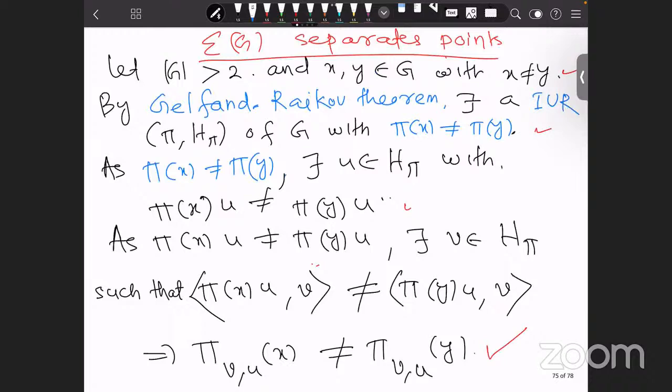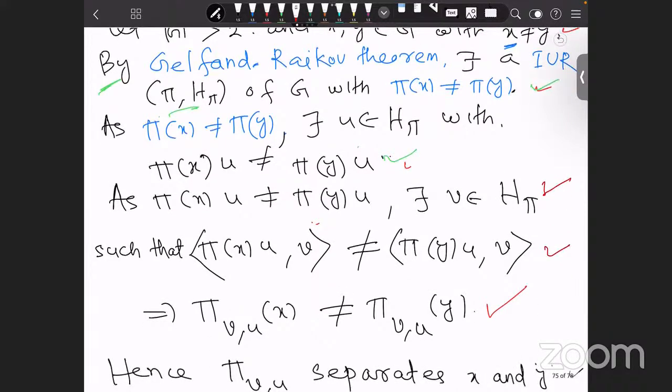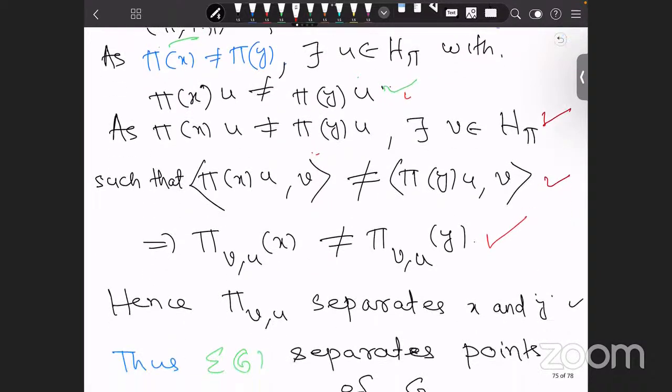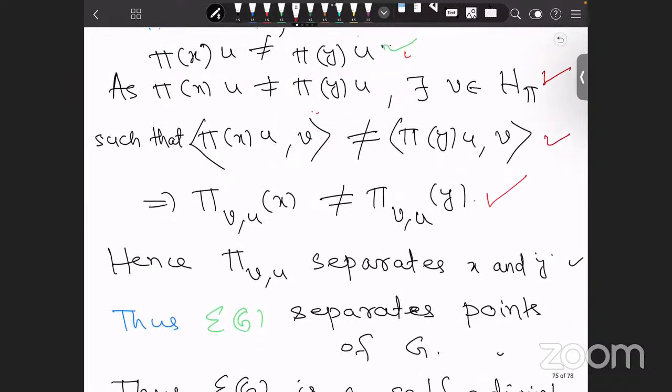Now we want to prove that E(G) separates points. That means there exists a matrix coefficient which separates points. Let the cardinality of G be greater than 2 and x, y belong to G with x not equal to y. By the Gelfand–Raikov theorem, there is an irreducible unitary representation (π, H_π) of G with π(x) not equal to π(y). So there exists u in H_π with π(x)u not equal to π(y)u. Hence there exists some v in H_π so that ⟨π(x)u, v⟩ is not equal to ⟨π(y)u, v⟩. This implies π_{v,u}(x) is not equal to π_{v,u}(y). Hence π_{v,u} separates x and y, so E(G) separates points of G.